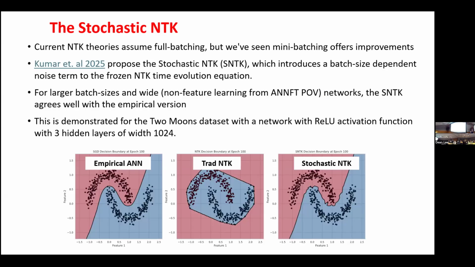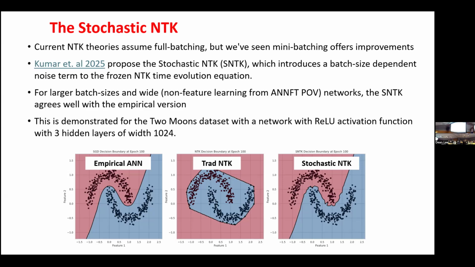So the stock NTK formalism doesn't know anything about mini batching. An approach that people have been taking, Kumar and collaborators at the University of Washington, is the stochastic NTK, where they look at the time evolution equation and introduce a noise contribution so that it matches the noise introduced to gradients by mini batching. And so the NTK agrees pretty well with empirical results.